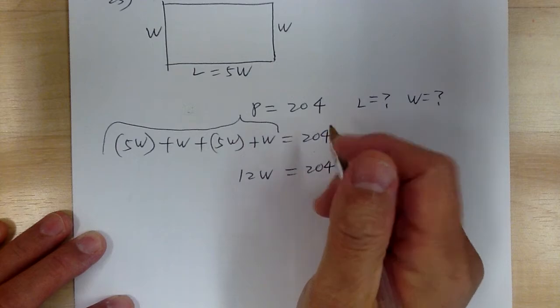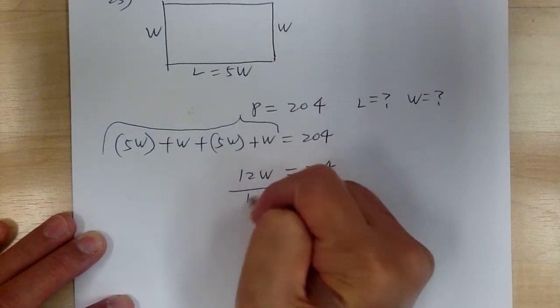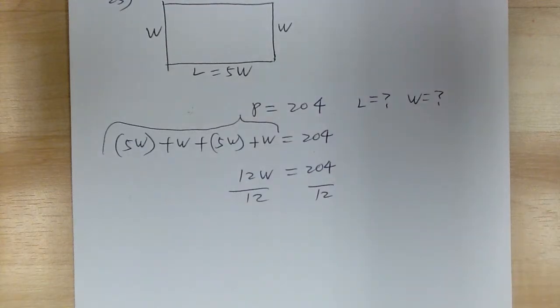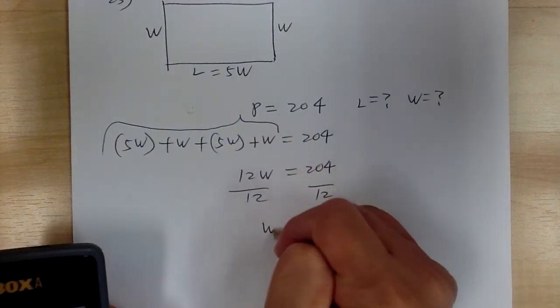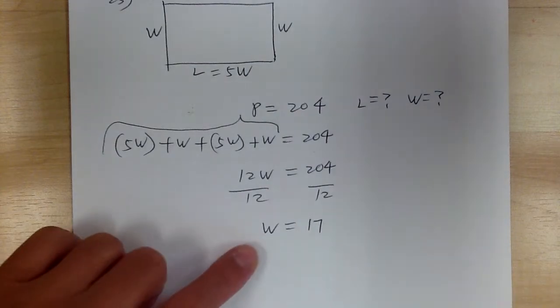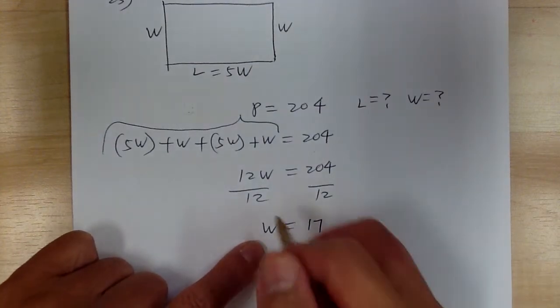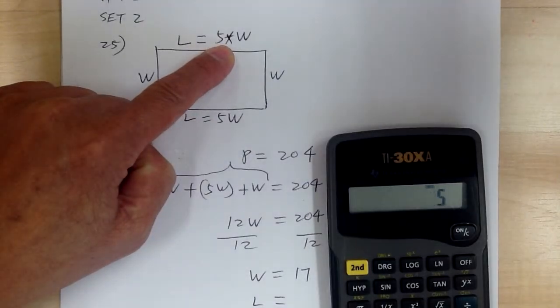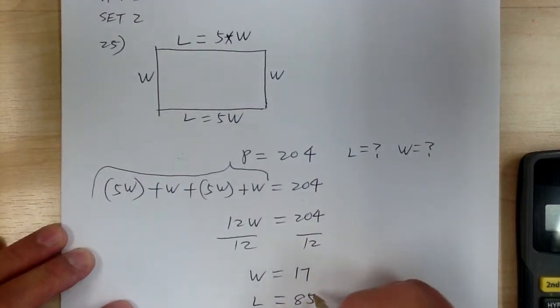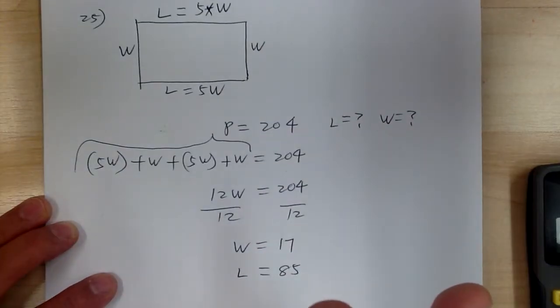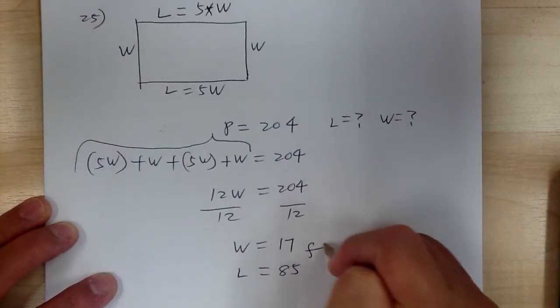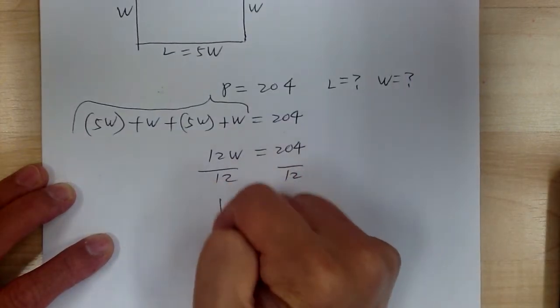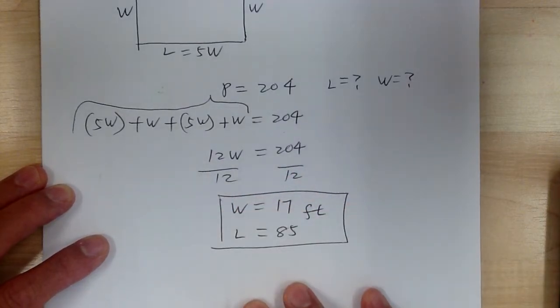Okay, and then after that, you divide by 12. So get your calculator. Okay, so W equal to 17. Once you find W equal to 17, you can find the length. The L equal to 5 times that, so times by 5. So you get 85. And pay attention, does it have any length? Okay, it has the label. So pay attention, make sure you have the label in there. And so that's number 25.